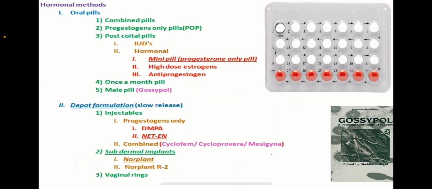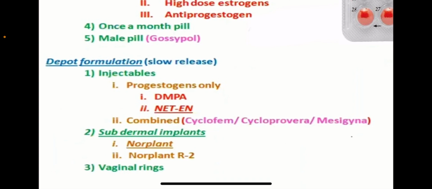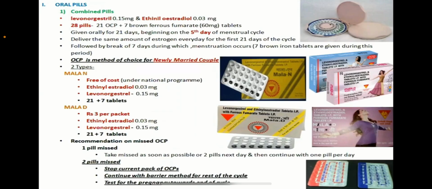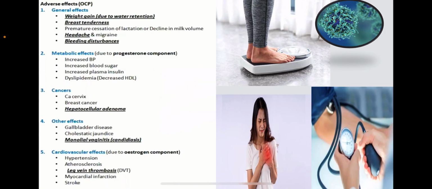The classification: oral pills and depot formulations, combined pills, progestogen only pills, post-coital pills, once a month pill, male pill. Gossypol is already done. Now we'll be dealing with the depot formulations, under which we have injectables, progestogens only, subdermal implants and vaginal rings. All this is done. Now we'll start with the contraindications.